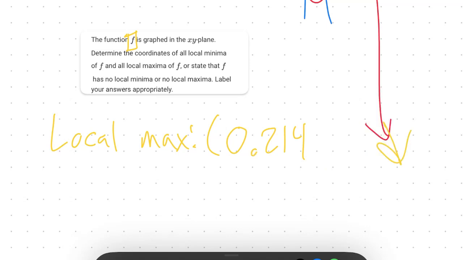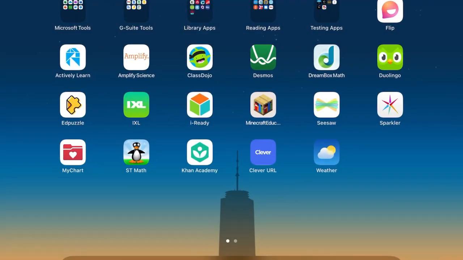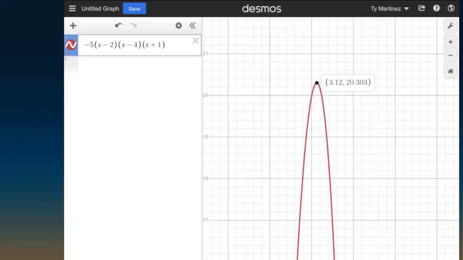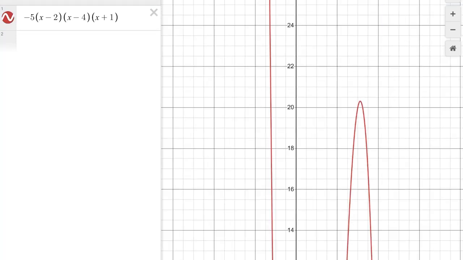This is my bad. Local maximum is 3.120, comma, 20.303. Oh no. Okay, that's the local maximum.